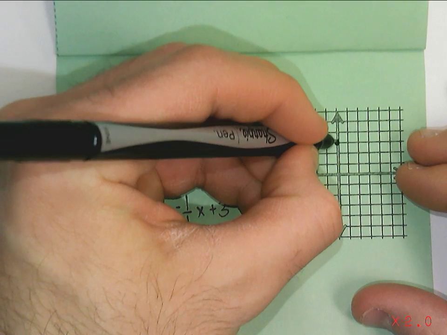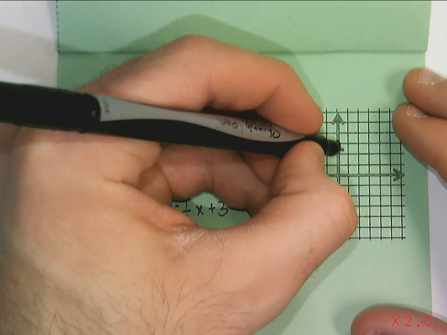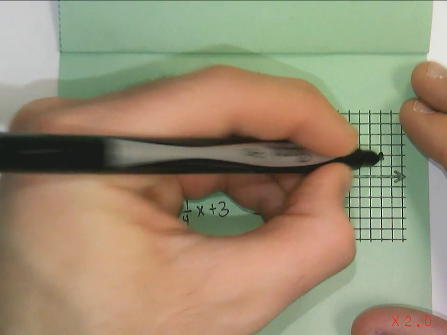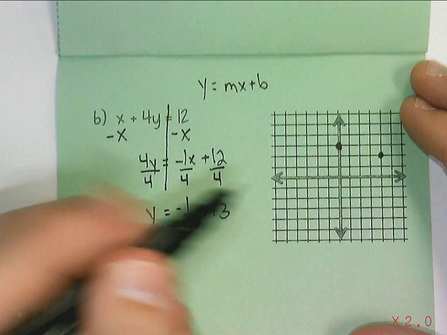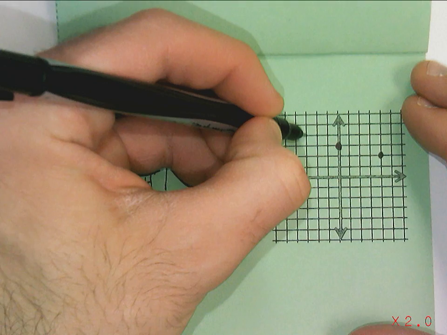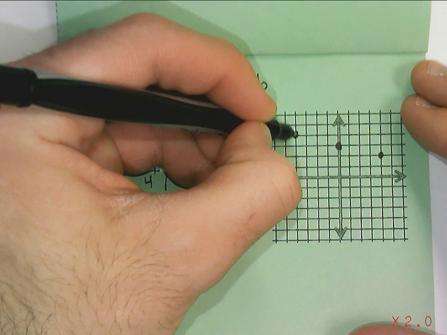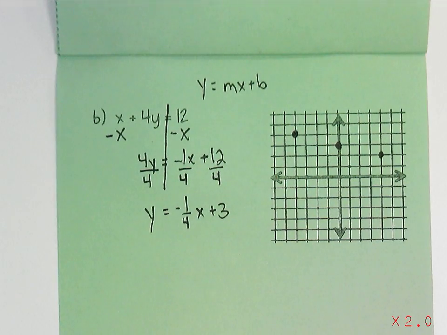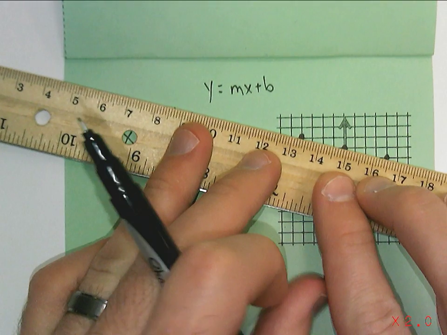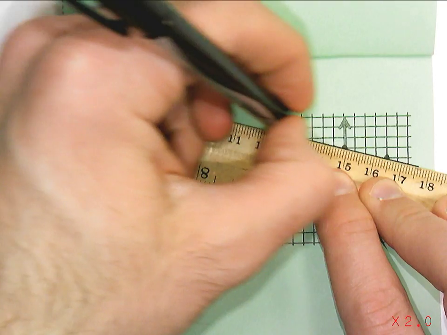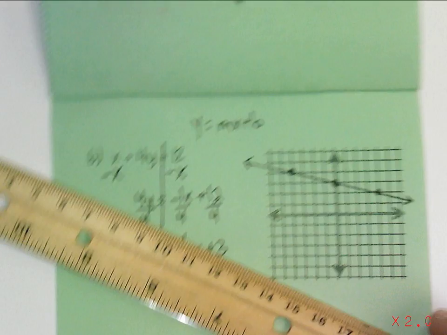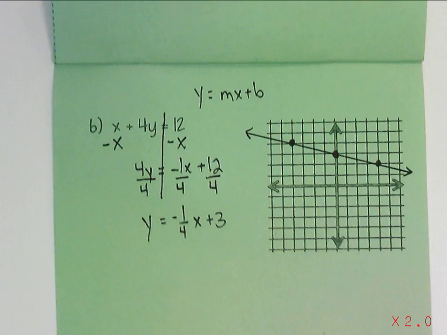So this should be at 3, and we want to go down 1, and 1, 2, 3, 4 to the right. I ran out of room, so I'm going to work with my slope backwards. Go up 1, and 1, 2, 3, 4 to the left instead. Grab your straight edge. Throw another line through those points. Arrows on the ends. And that completes that problem.